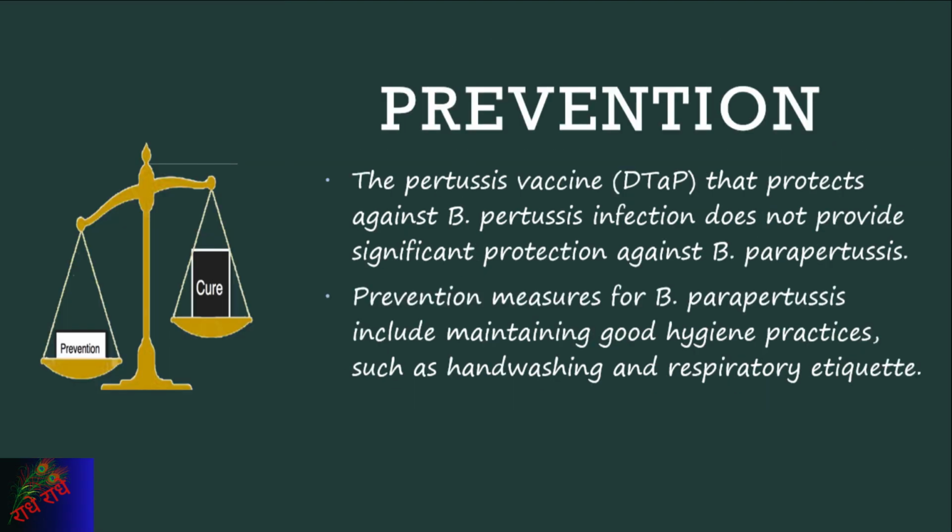To protect against Bordetella parapertussis, it is important to take preventive measures to reduce the spread of infection. While vaccines that protect against whooping cough, such as the DTaP vaccine, do not offer significant protection against this bacterium, good hygiene practices can help to reduce the risk of transmission. This includes washing your hands regularly and following respiratory etiquette.